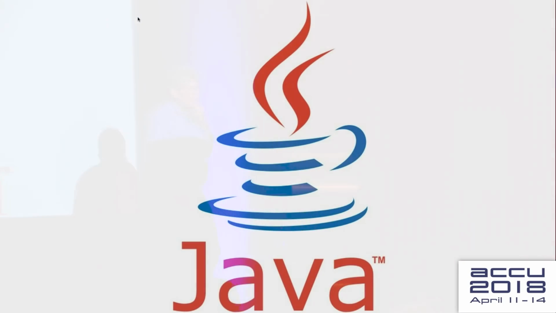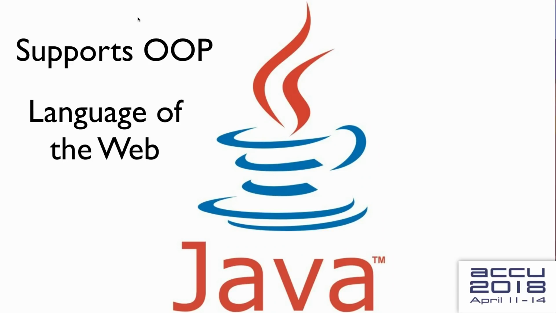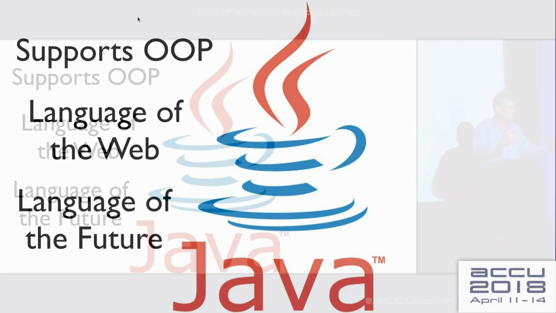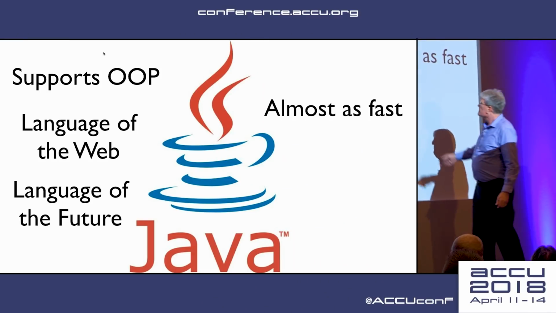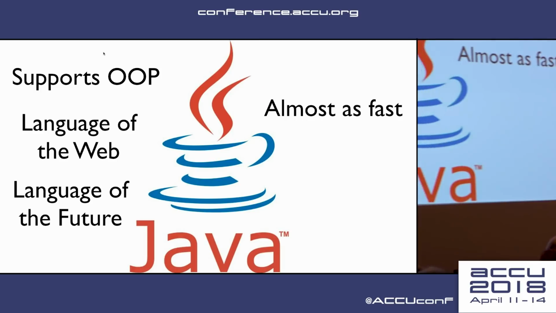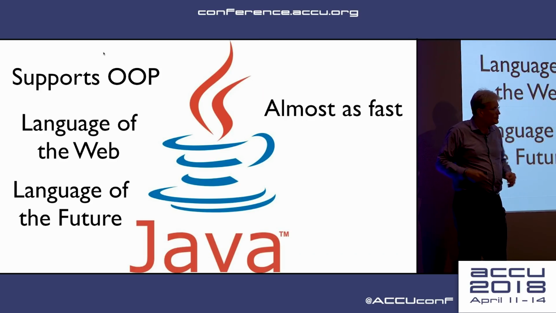So with the momentum going great, we run into this, and it turns out that we have Java, which supports object-oriented programming, which, as I said, that was going to solve all our problems, right? Here's Java. It's the language of the web. What does that even mean? I don't know. Oh, it means that, okay, it's the language of the future. So let's get on board with Java. It's almost as fast. Well, in the 2000s, that was good enough. We'll talk more about that.